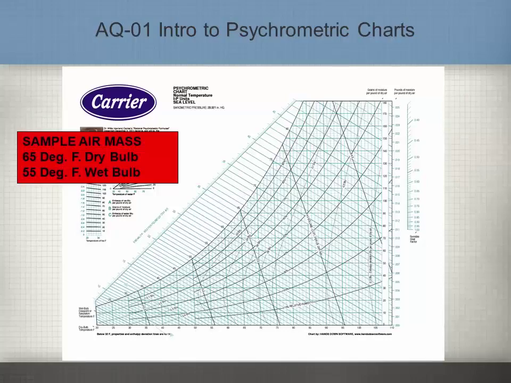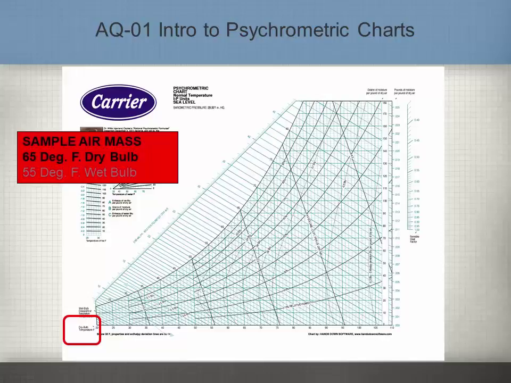Using a sling psychrometer, we measure an air mass's condition as having 65 degree Fahrenheit dry bulb temperature and 55 degree Fahrenheit wet bulb temperature. With these 2 values, we can plot on the psychrometric chart the intersection point, and from there determine the other values of that air mass's quality.